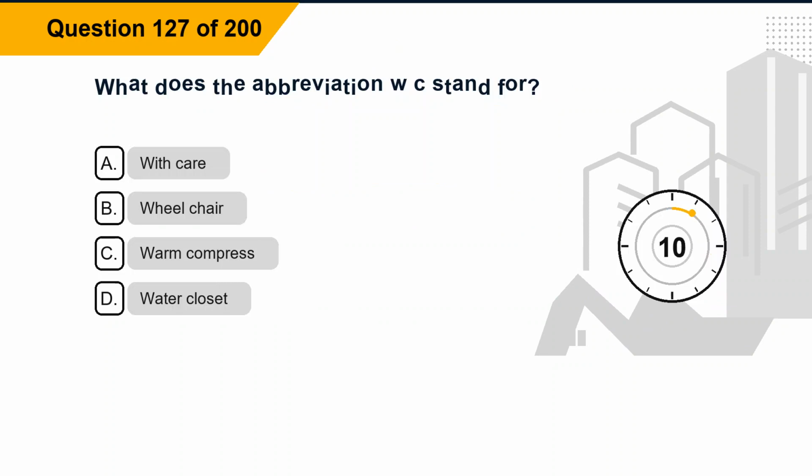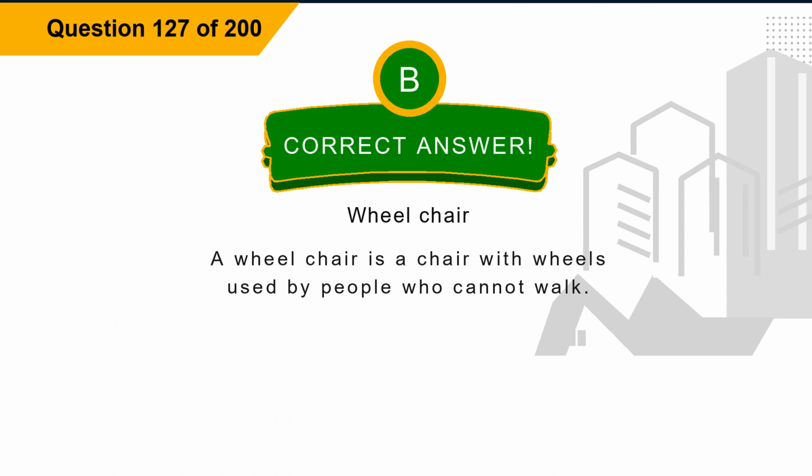Question 127. What does the abbreviation WC stand for? Option A, with care. Option B, wheelchair. Option C, warm compress. Option D, water closet. The correct answer is option B, wheelchair. Explanation. A wheelchair is a chair with wheels used by people who cannot walk.